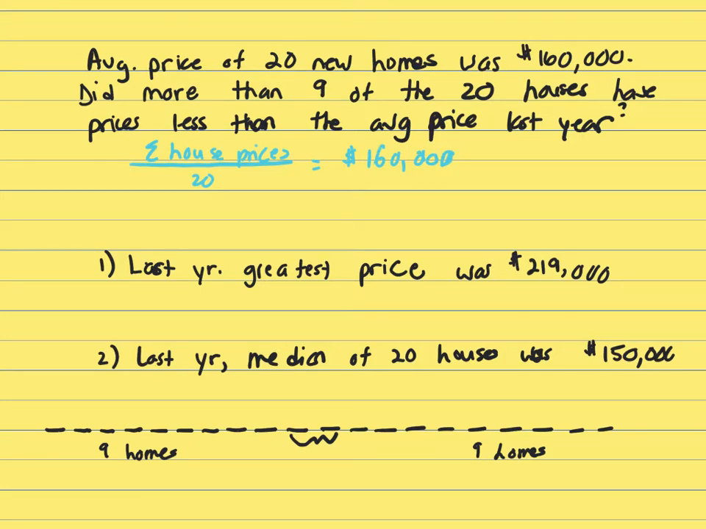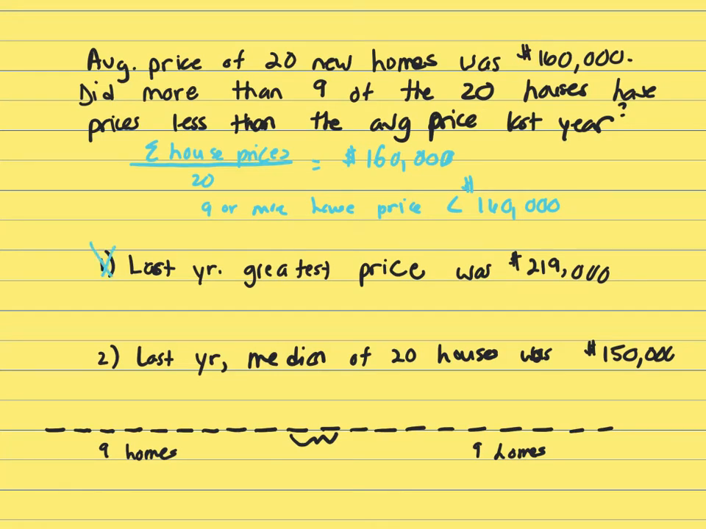160. We're trying to figure out, did more than 9 of the 20 houses have prices that were less than the average? So do I have 9 or more house prices less than 160,000? Well, let's look at clue 1. Last year, the greatest price was 219. Well, that doesn't tell me anything about any of the other 19 houses, so that doesn't work. I just know the greatest price is 219.